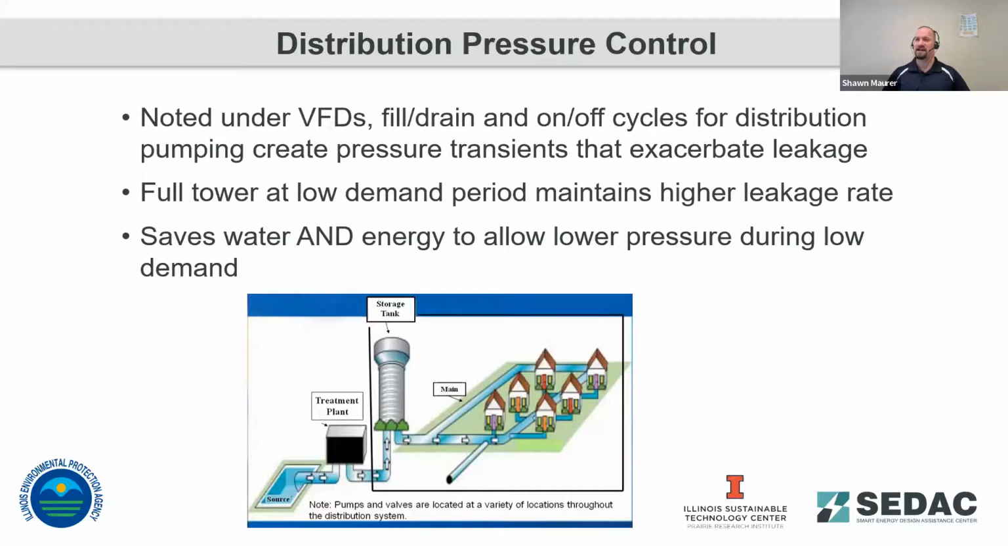These are all things that exacerbate leakage in your distribution network. And so if you can minimize those by applying a VFD, each PSI of pressure you drop is going to reduce the amount of leakage that comes out of cracks and line leaks and things in the system. And if you can minimize those pressure transients, you're minimizing the risk of causing new leaks and ruptures in your system.